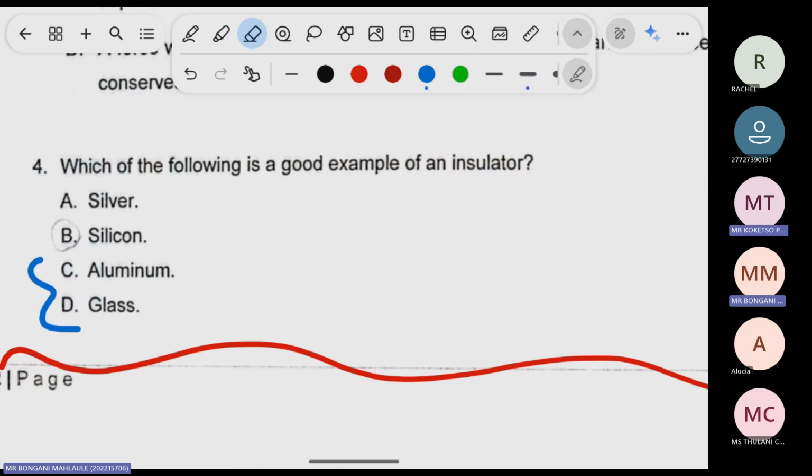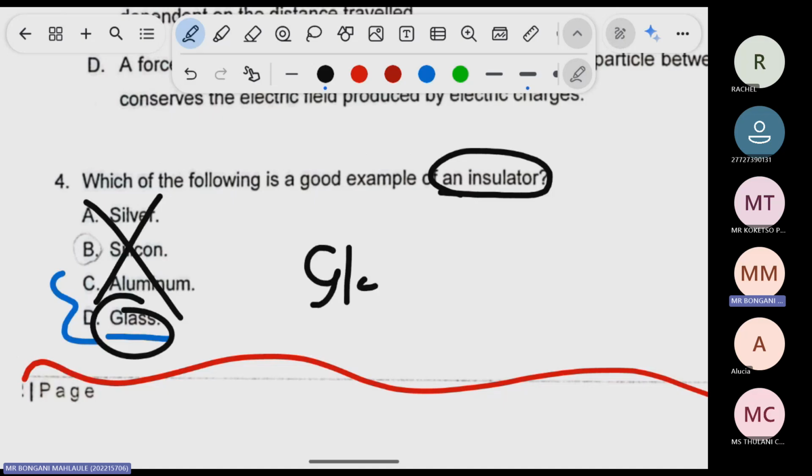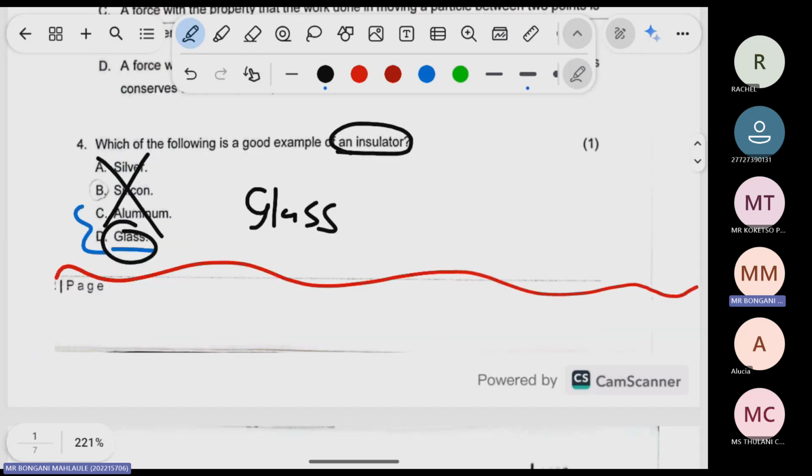I think it's glass. It's going to be glass because an insulator is a material which does not allow electric current to flow easily. So the one that will not allow electric current to flow easily will be glass. So here it will be glass. Then let's move to the next one.